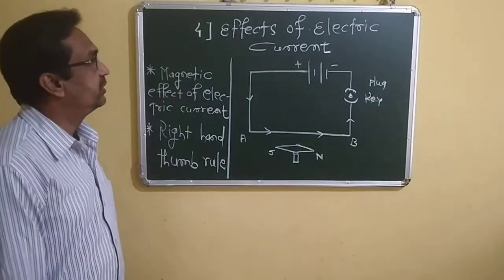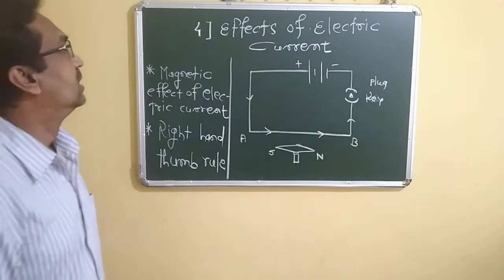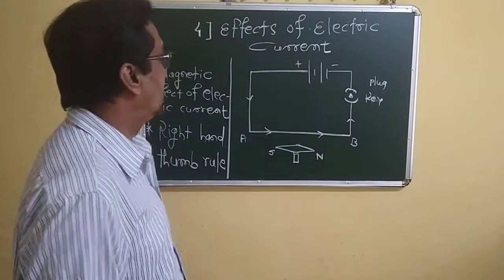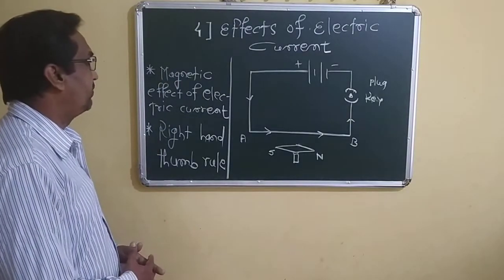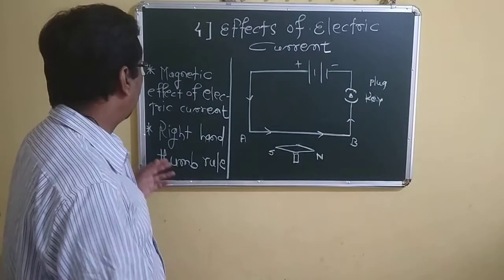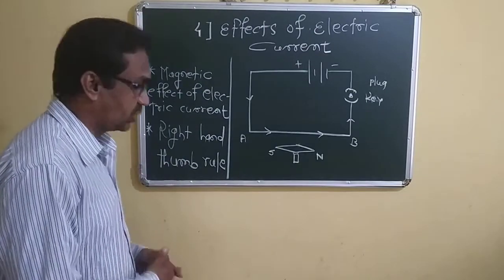We have already continued to the fourth lesson, effects of electric current. Today we discuss the topic magnetic effect of electric current and also the right hand thumb rule.